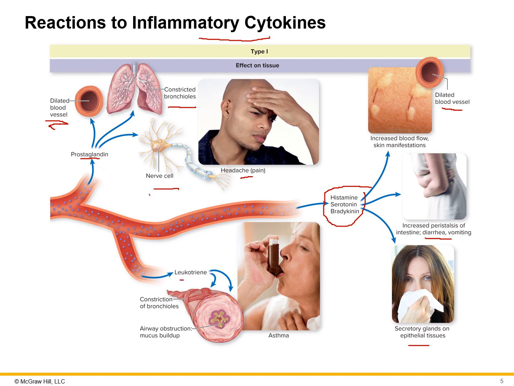And then finally, the leukotrienes, those cytokines would be released. They're going to constrict the bronchioles. We also get some mucus buildup, and this is what we see in the case of asthma that activates that.